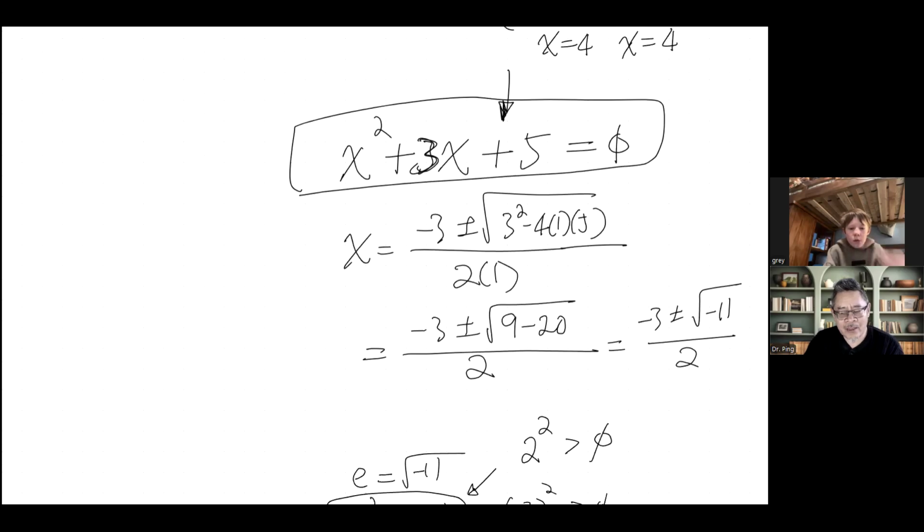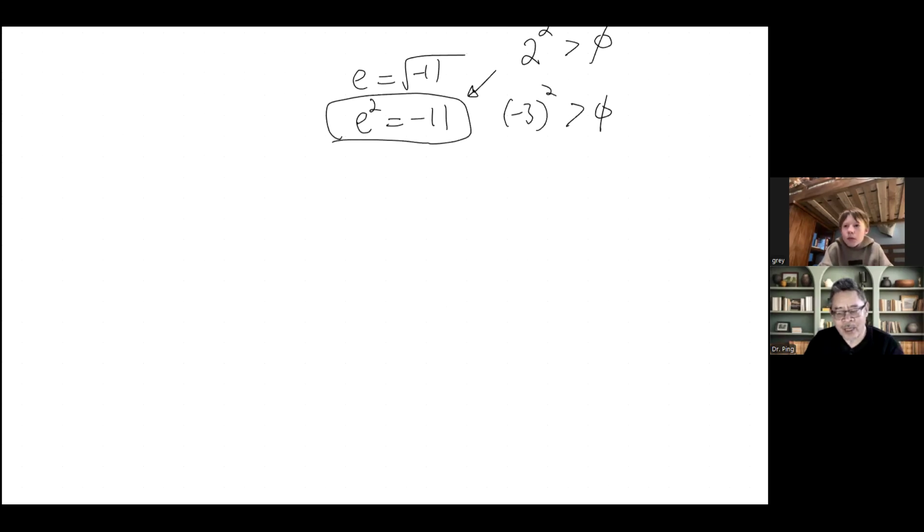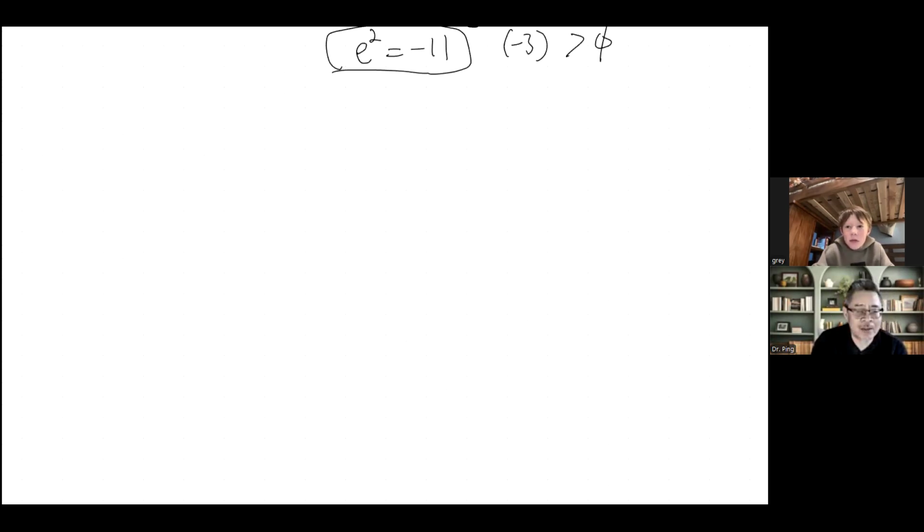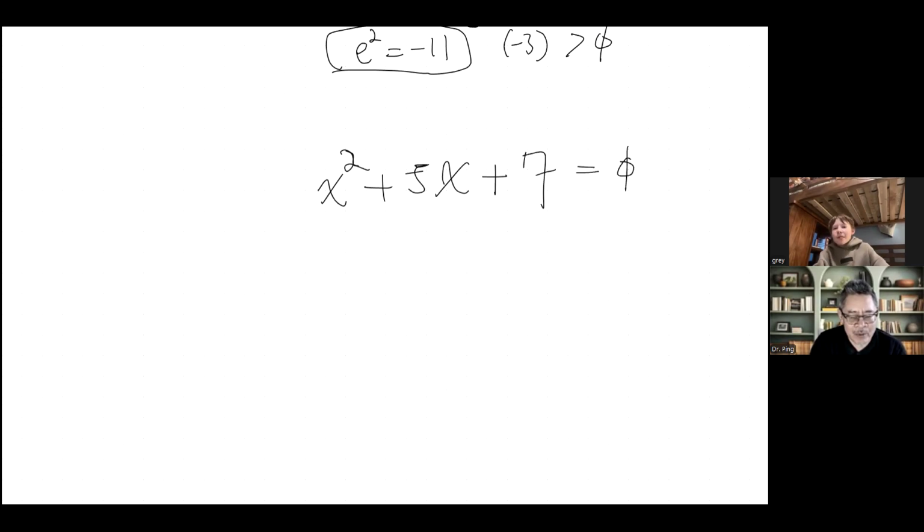So therefore, you can see when we have a quadratic equation, like say x squared plus 5x plus 7, to know if we have real number solutions, we can use part of the formula, this part, b squared minus 4ac. Now, if this part is greater than 0, we know we have a solution.